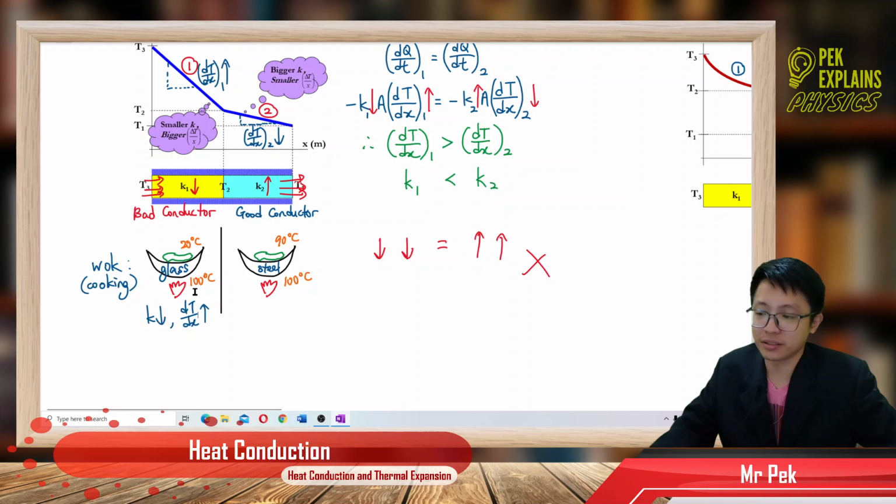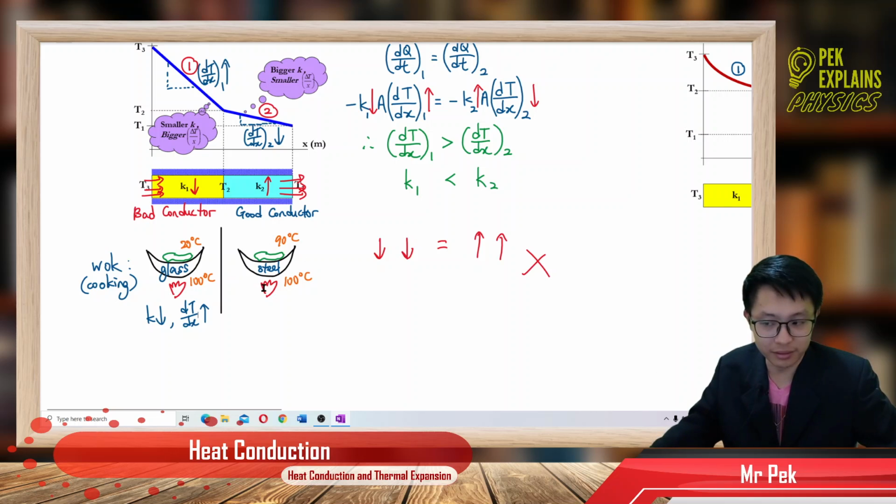The lower end is already 100, but at the top it is still 20 degrees Celsius because this is a bad conductor. Glass is a bad conductor of heat. So forever it cannot cook the food. The temperature gradient is so big. 100 with 20, the temperature gradient is so big. It's a bad conductor, low K. That's how it works.